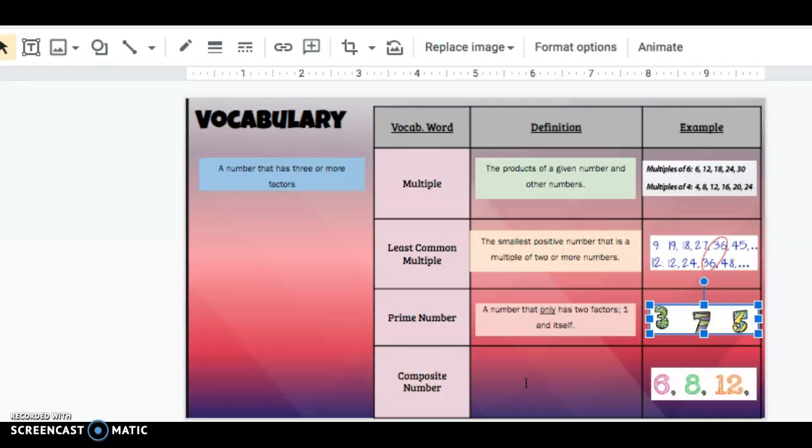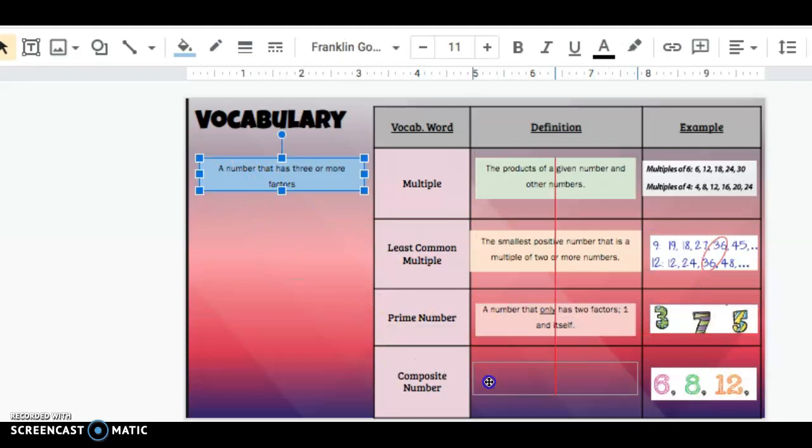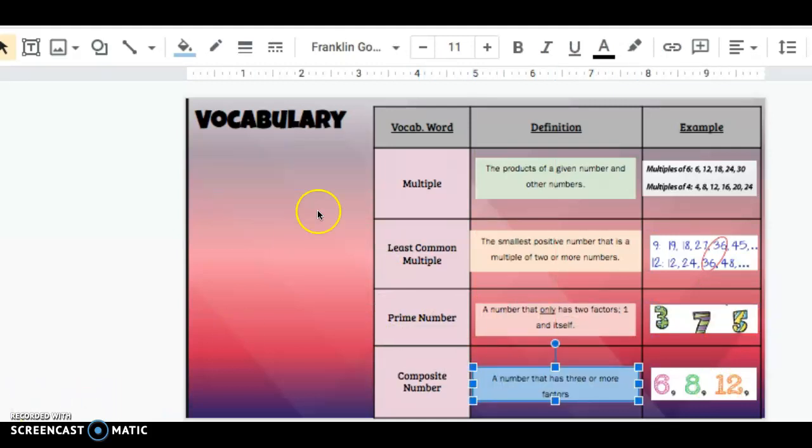factors in it. So for instance, 6, you can say 1 times 6. You can say 2 times 3. Then you have 12. You can say 1 times 12. You can say 2 times 6. You can say 3 times 4. So composite number is a number that has 3 or more factors. Okay? So that's going to help you with this week's lessons.